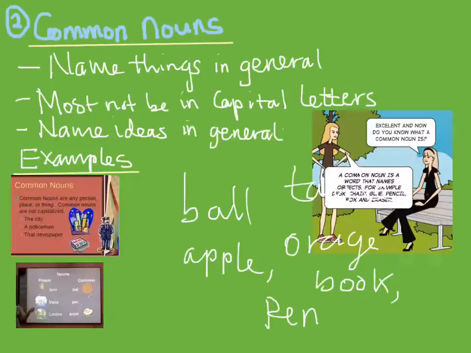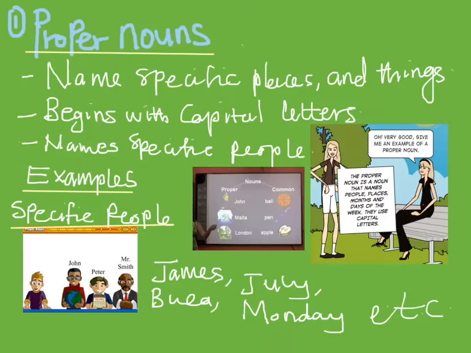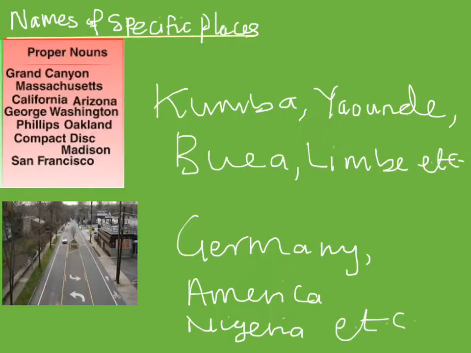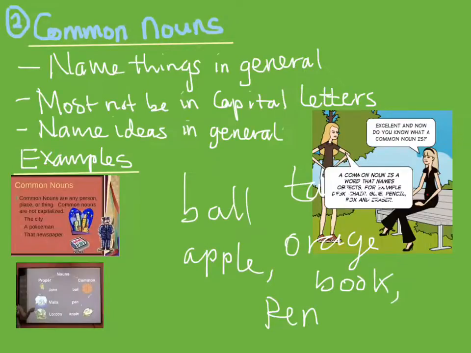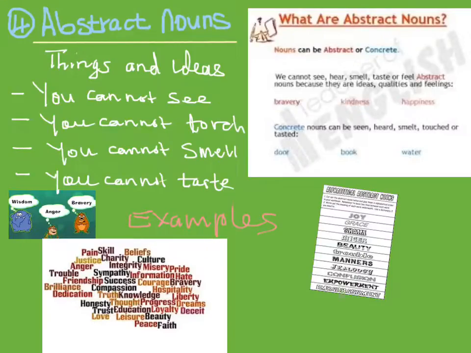It was a very interesting lesson, and I hope that we have learned a lot from the lesson of today. For the record, at the beginning of today we looked at types of nouns. We moved on to the first type, proper nouns. Then we went on to give examples. Then the second was the common nouns. And then we have collective nouns, which are used to name things in a group. Then we went on to abstract nouns, which name things and ideas that we can only feel, but cannot see, touch, smell, or taste.